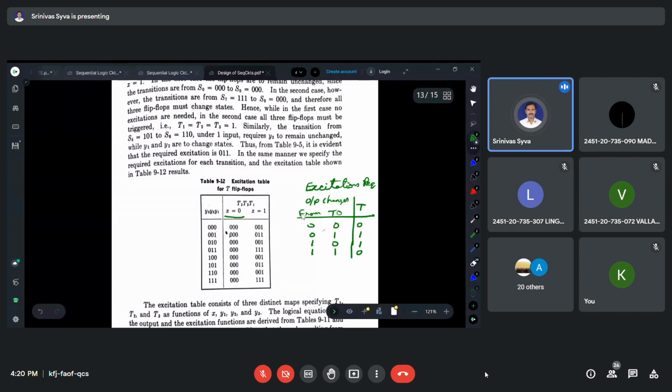So what does this indicate? Whenever there is a change in the output, T should be 1.